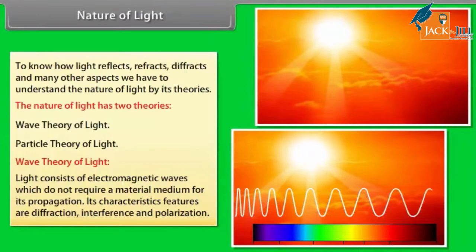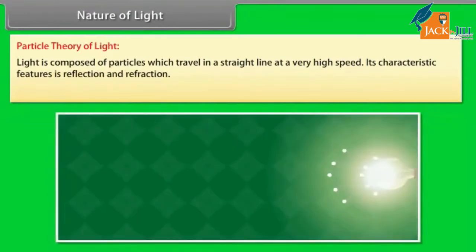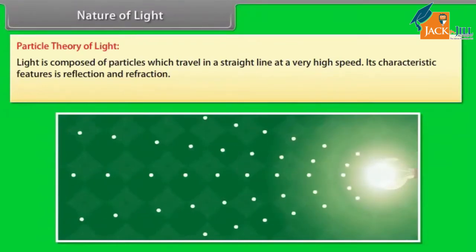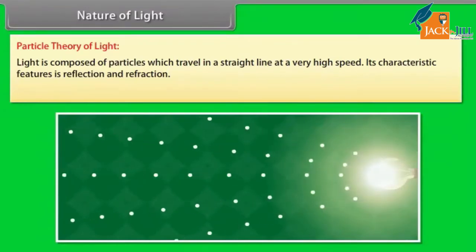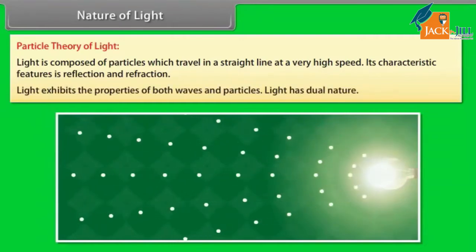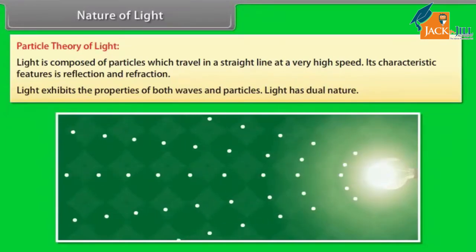Wave theory of light. Light consists of electromagnetic waves which do not require a material medium for its propagation. Its characteristic features are diffraction, interference, and polarization. Particle theory of light. Light is composed of particles which travel in a straight line at a very high speed. Its characteristic features are reflection and refraction. Light exhibits the properties of both waves and particles. Light has dual nature.